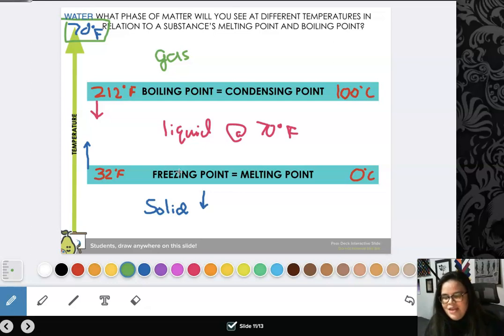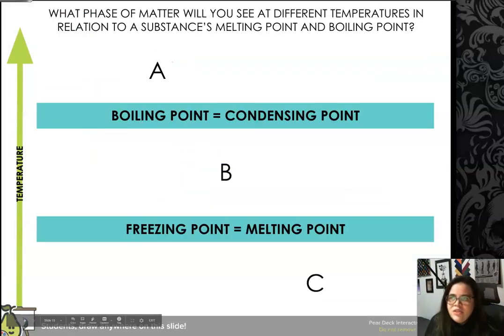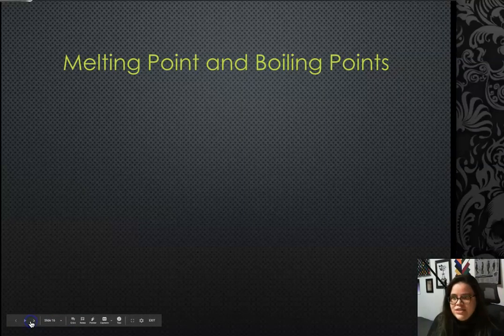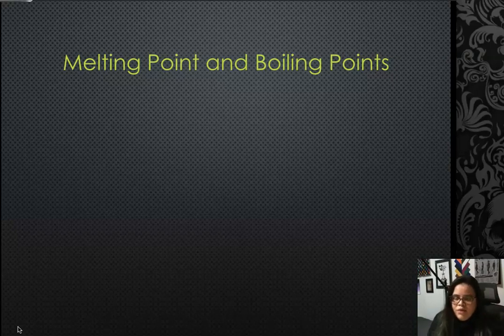All right, so last thing that we're going to do is we're going to take this idea of comparing relative melting points and boiling points and use it with things other than water. Okay, we're going to talk a lot about water in this unit, but there's other things that can change from solid, liquid to gas. In fact, every element on the periodic table can be a solid, a liquid, or a gas.